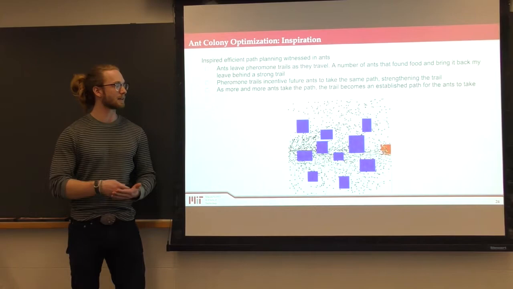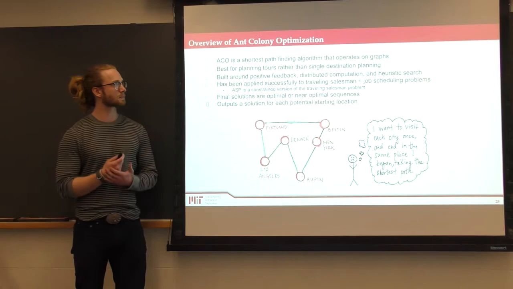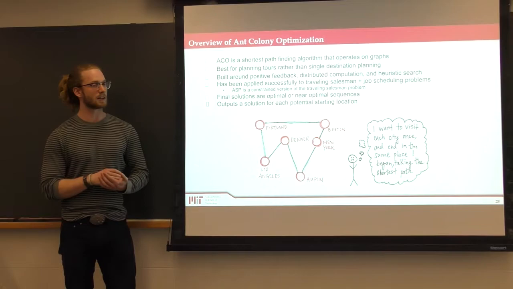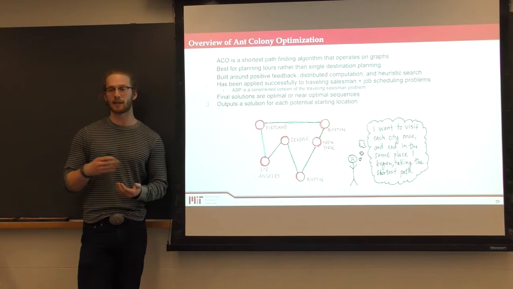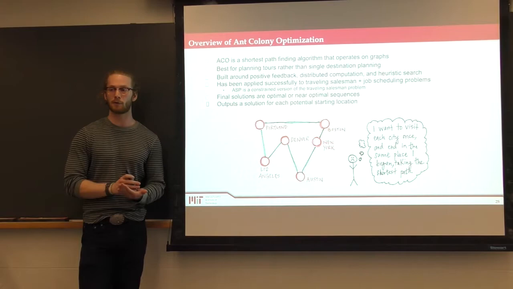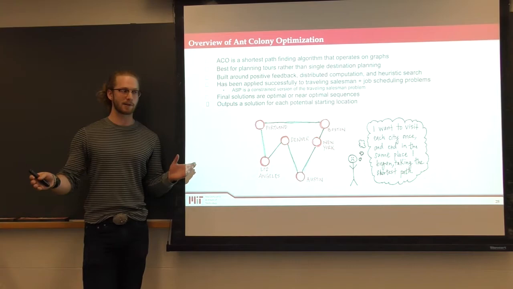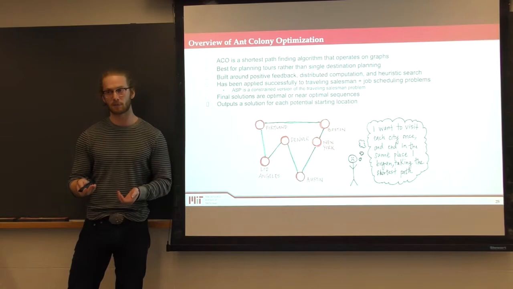So that's what we're going to try to leverage in this implementation. Here's a quick overview of the method in general. It's a shortest pathfinding algorithm that operates on graphs. What makes it different from an algorithm like A star, for example, is that it's best for tours. So rather than answering the question of I'm at point A, I want to get to point B, it's great for answering the question of I want to visit all these points, how can I do so in an efficient manner? Many of you might recognize this as the traveling salesman problem, which is a pretty common problem in CS.